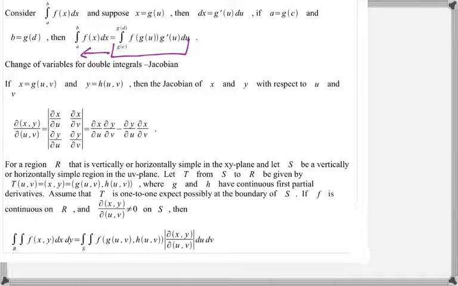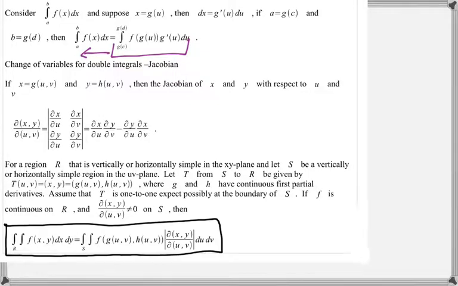Assume that T is a one-to-one function except possibly at the boundary of S. If f is continuous on R and the Jacobian is not equal to 0 on S, then we can replace the double integral over the region R of f(x,y) dx dy with the double integral over the region S of f(G(u,v), H(u,v)), where we replace our x and y's, times the absolute value of the Jacobian, and then du dv. So we're going to take a look at a couple examples of applying this.